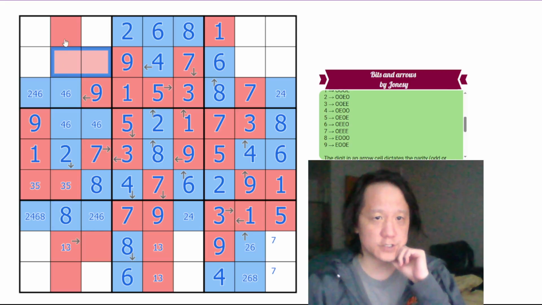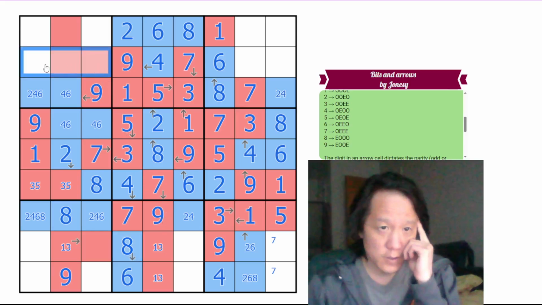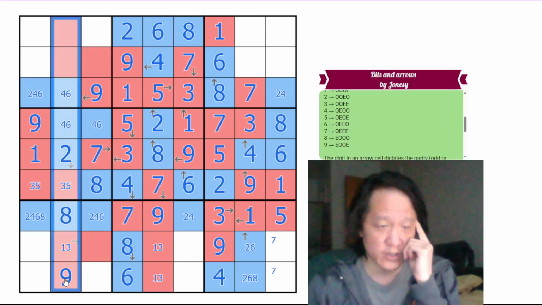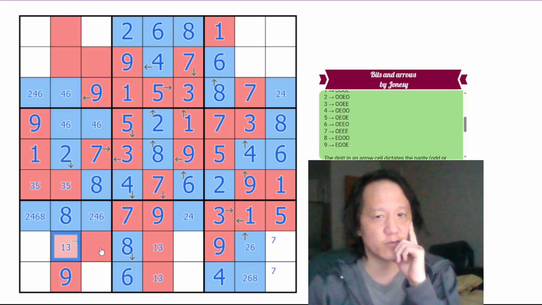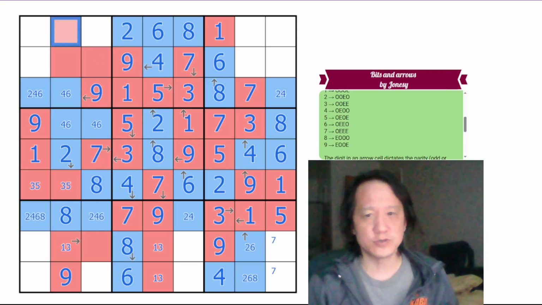Remaining digits. So where is the 9 in column 2? Cannot be here because of 9 in the box. Can't be here because 9 in the box. Can't be here because 9's in the row. So this has to be 9 there. Remaining odd digits. We are looking for 7 in column 2. And this can't be 7 because of the 7 in the row, so this must be 7 here.